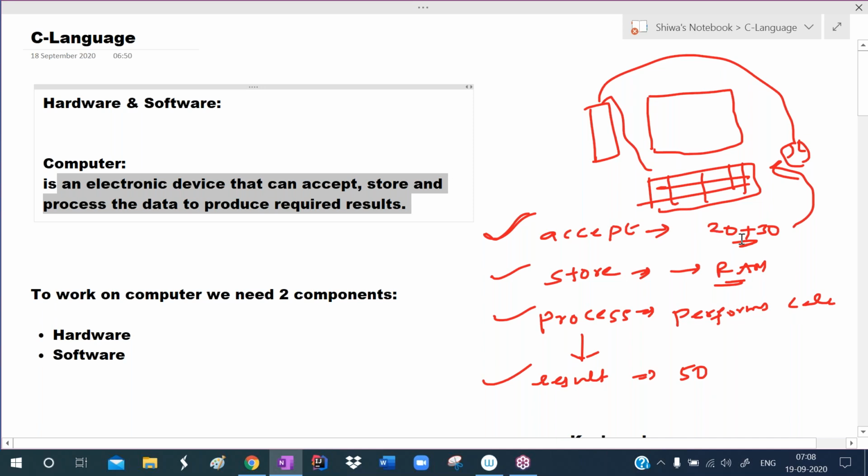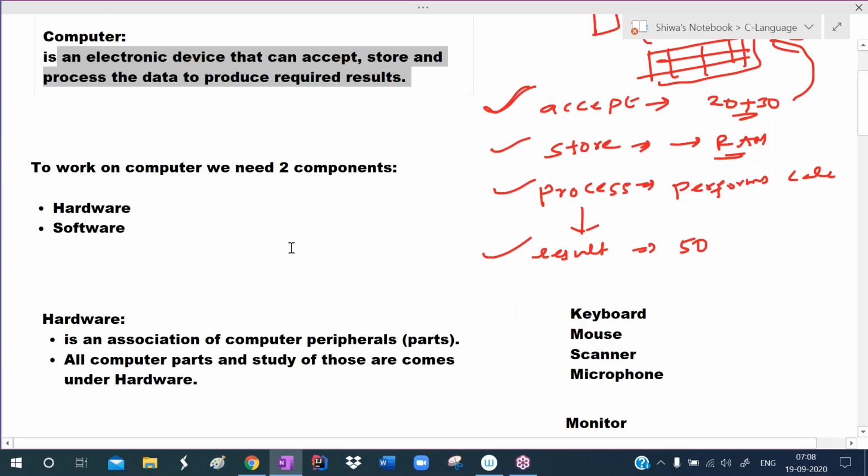Input means the data given to the computer. Process means performing a calculation, that is, processing the data. That may be an arithmetic calculation or a logical calculation. Output means the data given by the computer to us.